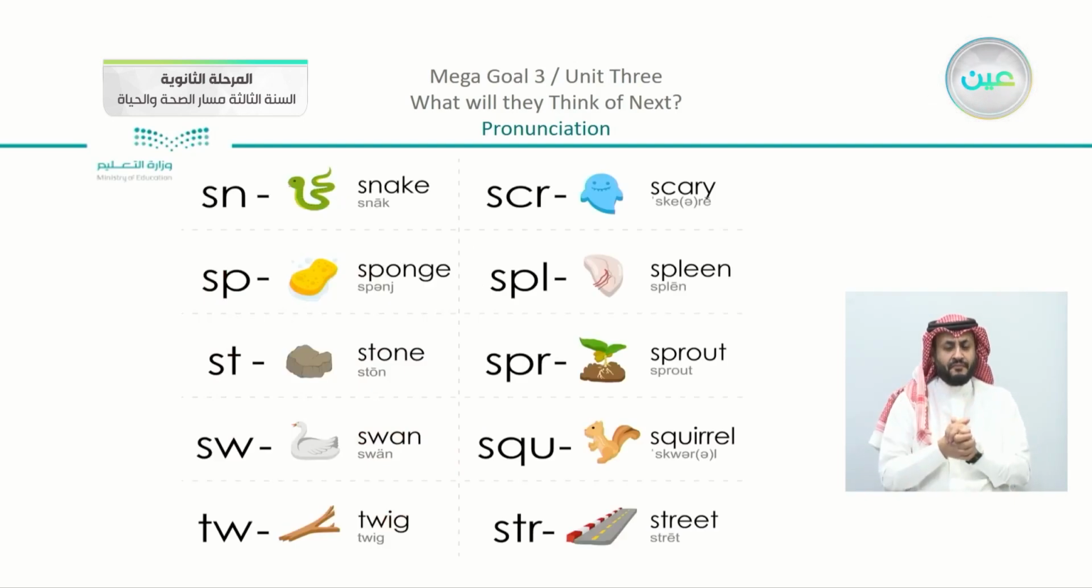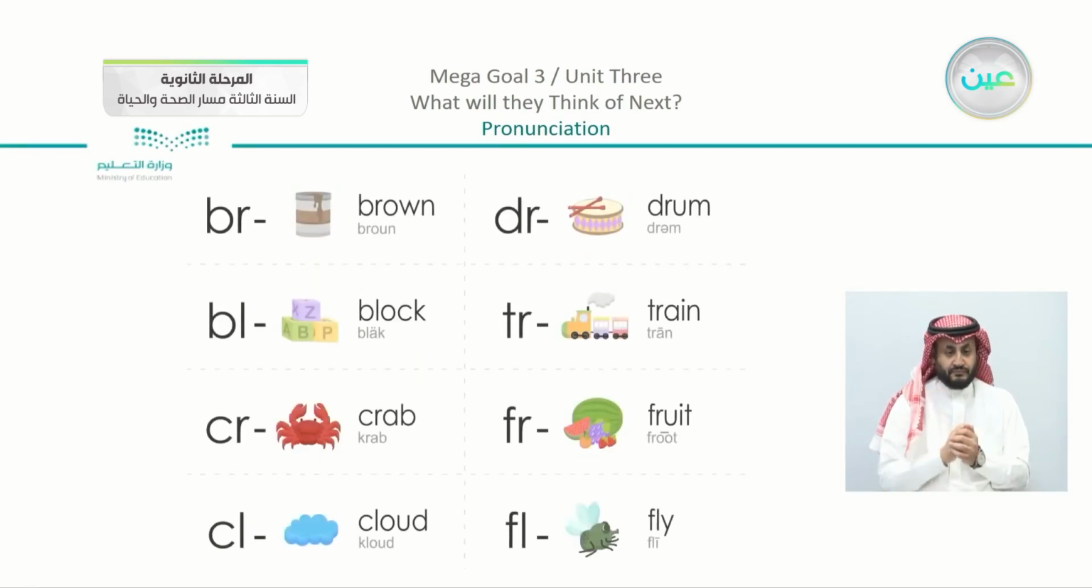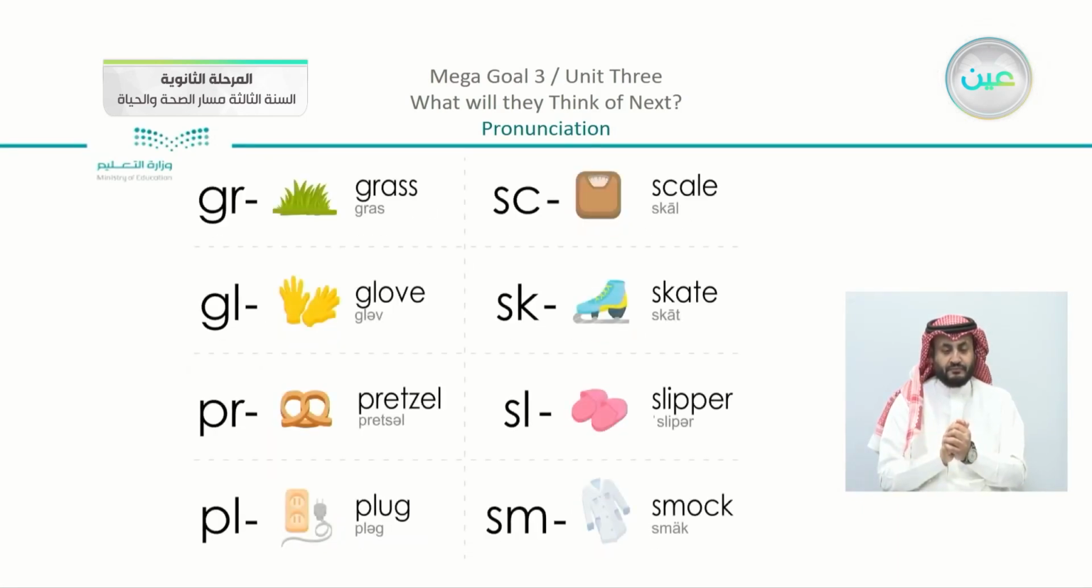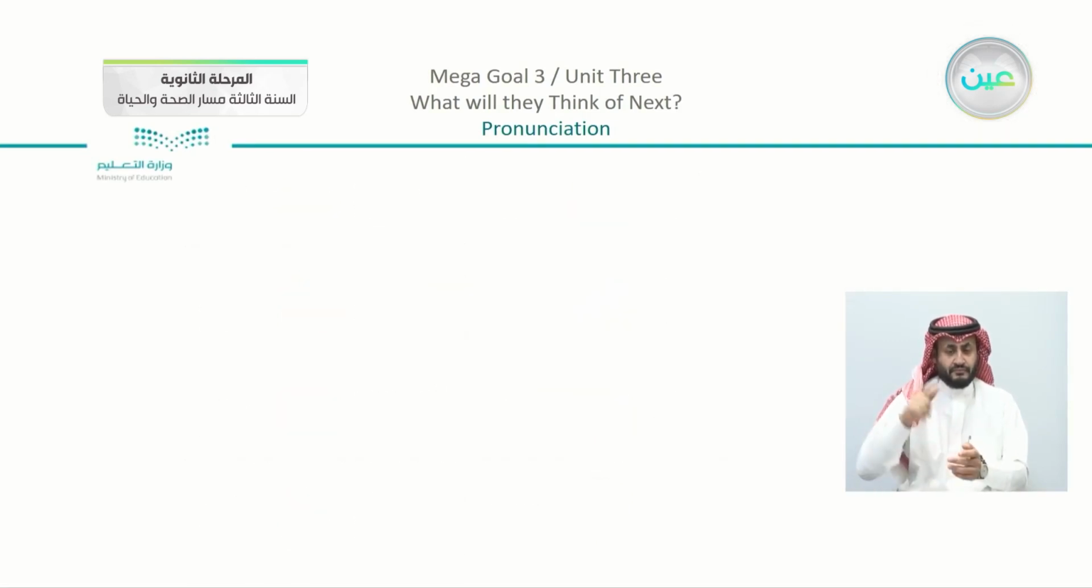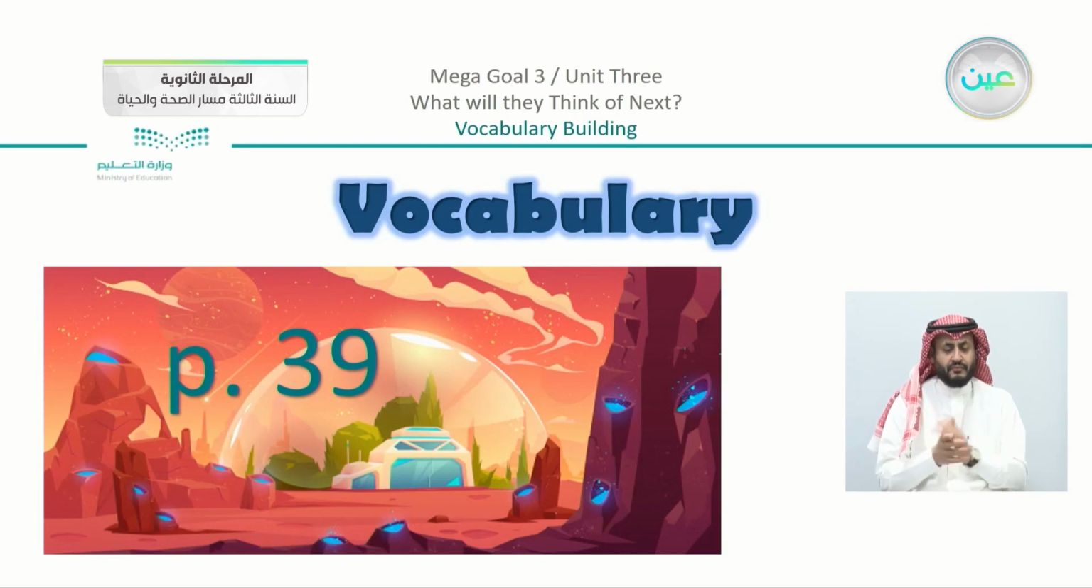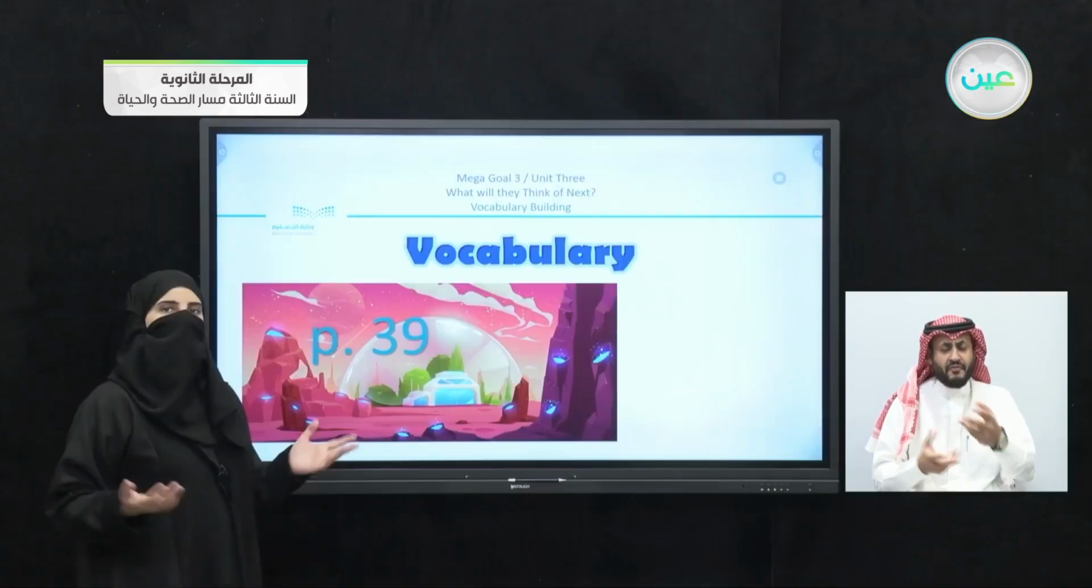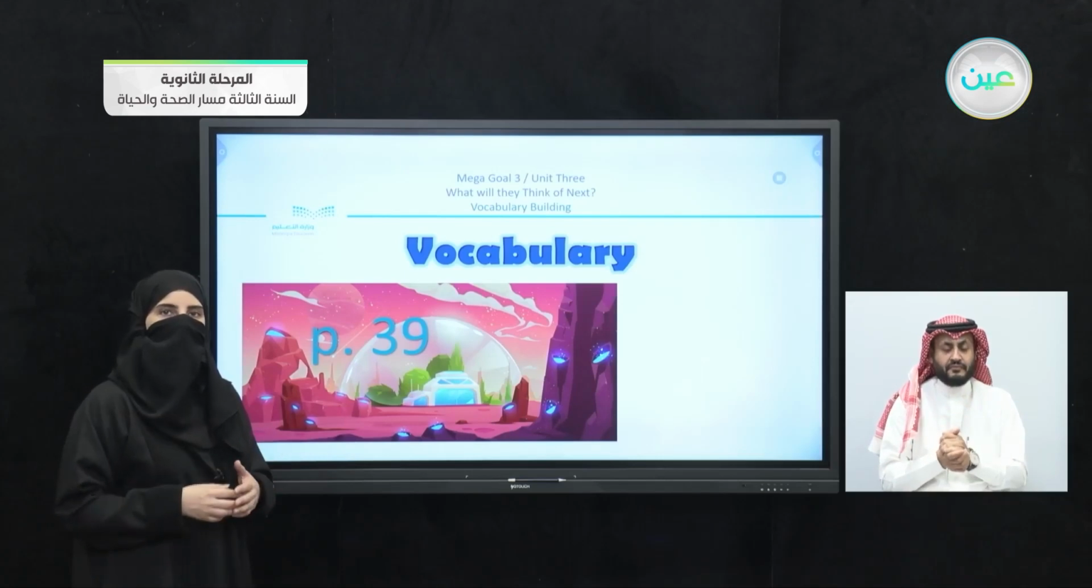Now, consonant clusters here, you can see that there are different examples. We can say, for example, straight, scary, or two letters like snake. We have also train, cloud. We have skate. We have also smock or plug. Now, these were all consonant clusters that we practiced pronouncing, and you may continue pronouncing throughout your studying and also when you are talking in English in any place.